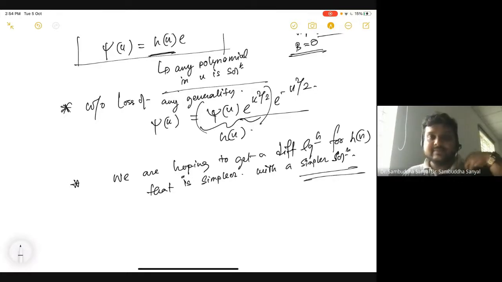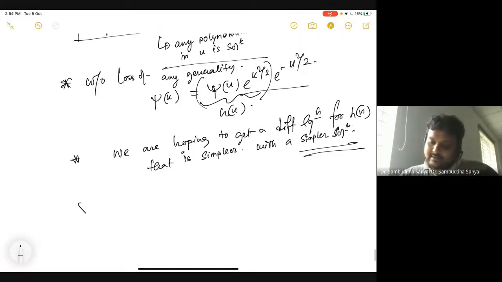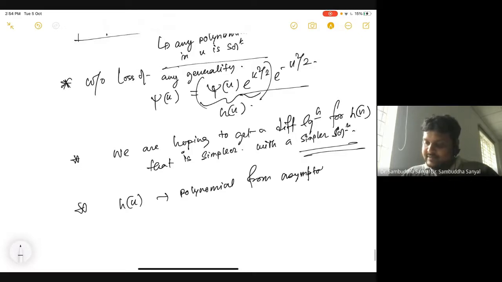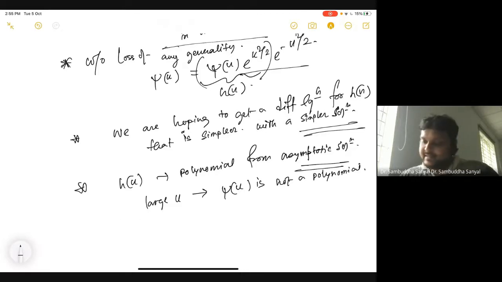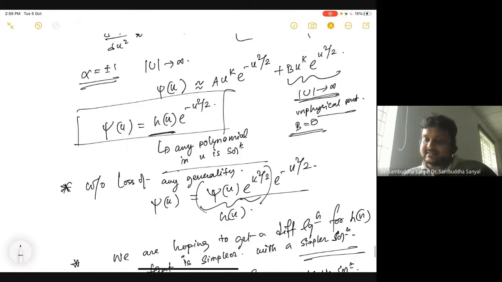And as I said, we want that H(u) to be a polynomial from asymptotic solution. Okay. Such that at large u, psi(u) is not a polynomial. This is the structure of the solution I am expecting.